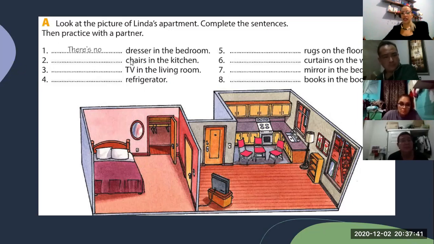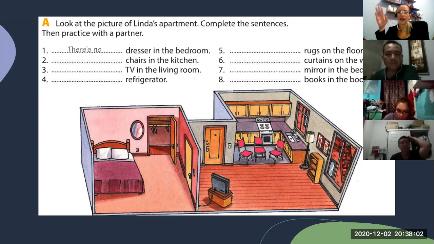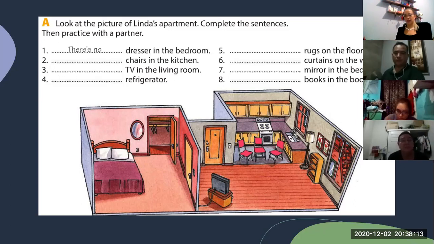Ahora dice chairs in the kitchen, la número dos. ¿Qué vamos a poner? There are three chairs. Pueden poner there are three chairs. Pueden poner simplemente there are chairs in the kitchen o pueden poner algunas. There are some chairs in the kitchen and that's perfect. Vamos a completar de la 3 hasta la 8. Les voy a dar unos minutos para que vayan haciéndolo. Ya hicimos las primeras dos juntos. Ahora pues les queda completar las demás.